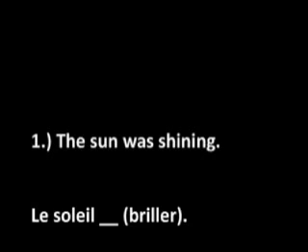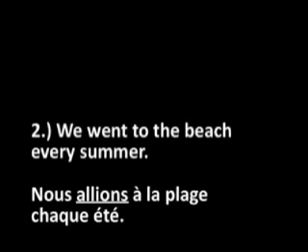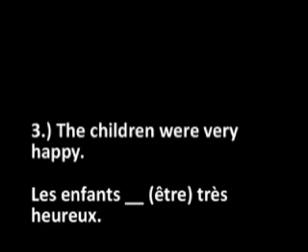Maintenant, faisons quelques exemples. Numéro 1. The sun was shining. Le soleil brillait. We went to the beach every summer. Nous allions à la plage chaque été. Numéro 3. The children were very happy. Les enfants étaient très heureux.